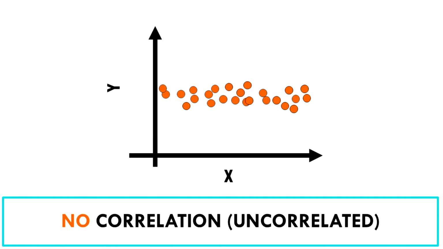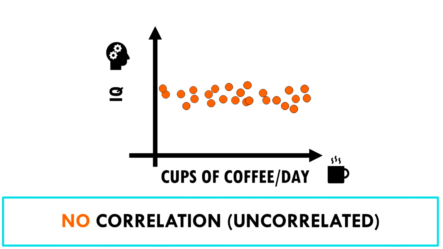When there is no correlation between two variables, it means that as x increases, y tends to stay about the same, or there's just no clear pattern. For example, coffee consumption versus intelligence. The amount of coffee that we consume and our IQ level has a correlation of 0. In other words, knowing how much coffee someone drinks doesn't give us an idea of what their IQ level might be.